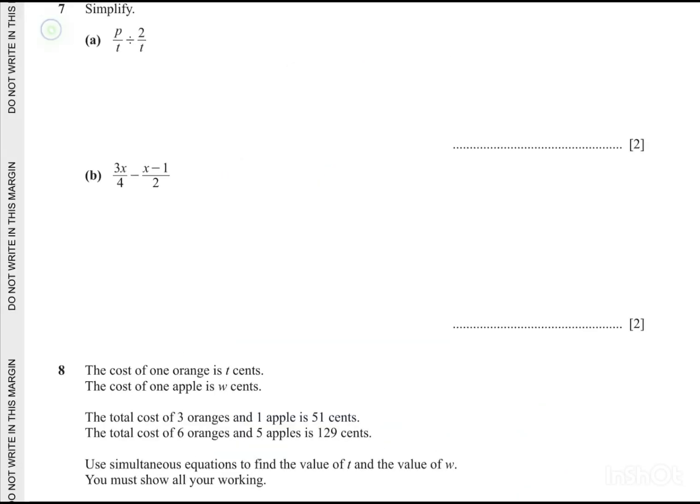Question number 7, simplify p by t divided by 2 by t. Now p by t is divided by another fraction. So when you are dividing fractions, the first fraction will be written the same and the second fraction will be multiplied with its reciprocal. The reciprocal of 2 by t is t by 2. t gets cancelled, you get p by 2. p by 2 is the answer.